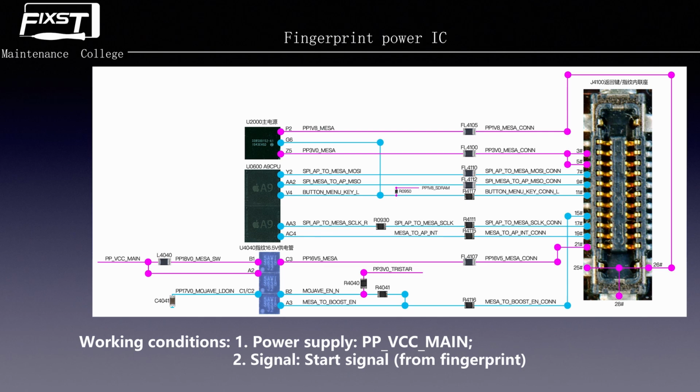Do you remember we talked about the fingerprint detect ring? This signal is sent by that ring, through this connector's pin 15, to the fingerprint power IC's A3 and B2 pins.